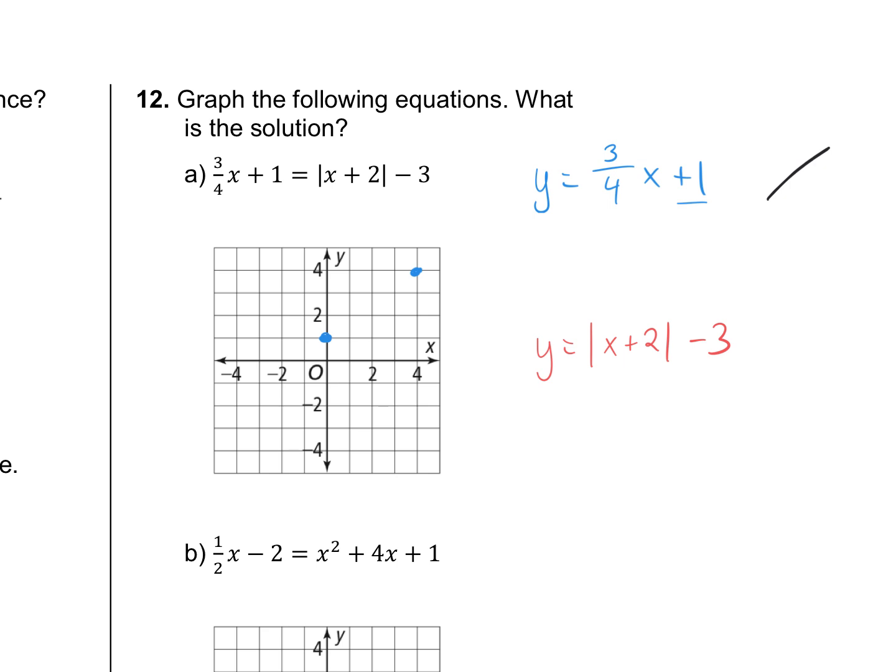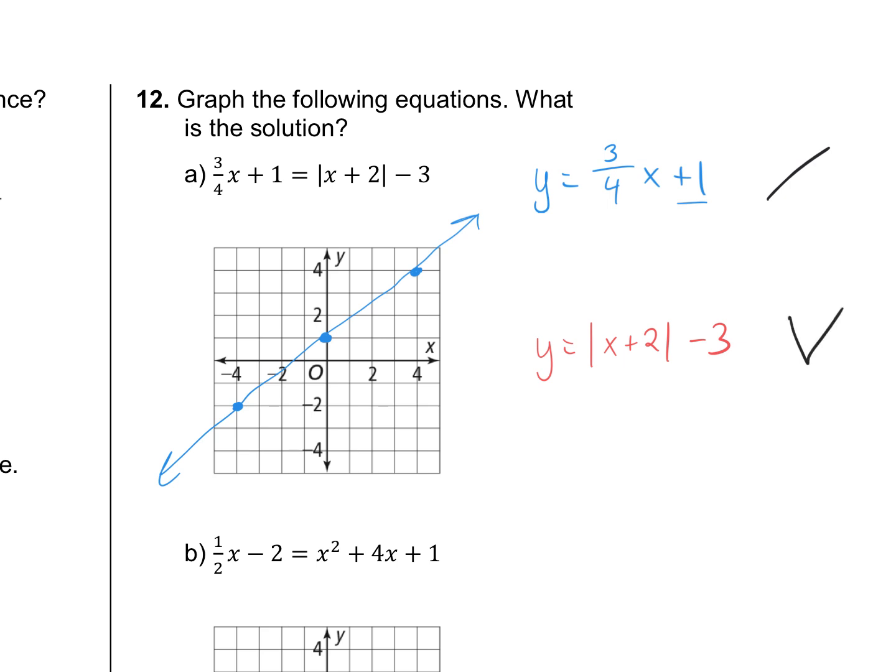Until it goes off the graph. Do I need to go the other direction? Yes. Remember, do I want to be precise with these values? Why? You have to see exactly where it hits. So you want to make sure that you are being precise when you're graphing these. Okay. First one we're done with. What's my second graph going to look like? A V. Why a V? Because absolute value. Absolute value is a V.